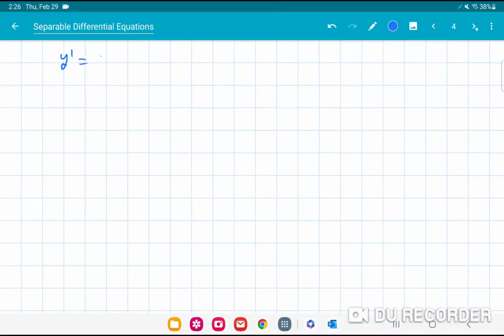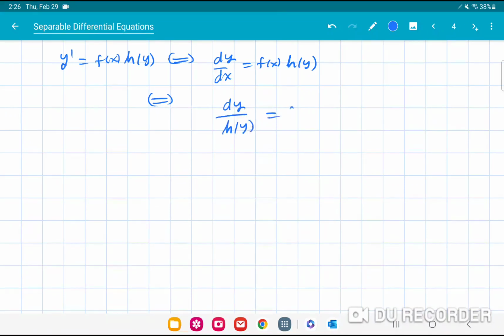So y prime is f of x times h of y, which means that dy over dx is f of x times h of y, which means that dy over h of y equals f of x times dx. In other words, 1 over h of y dy is f of x dx.